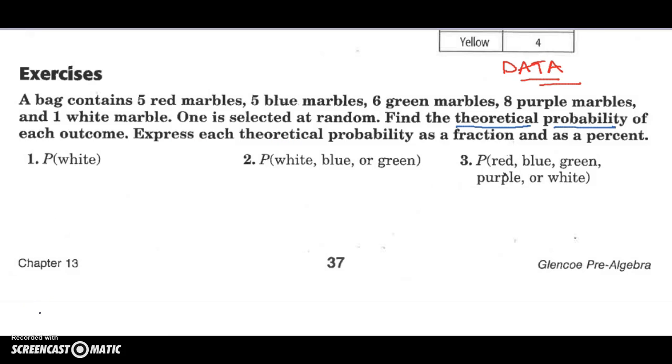Alright, for the exercises at the bottom of the page, it says a bag contains 5 red marbles, 5 blue marbles, 6 green, and 8 purple. So that's a total of 24 marbles.